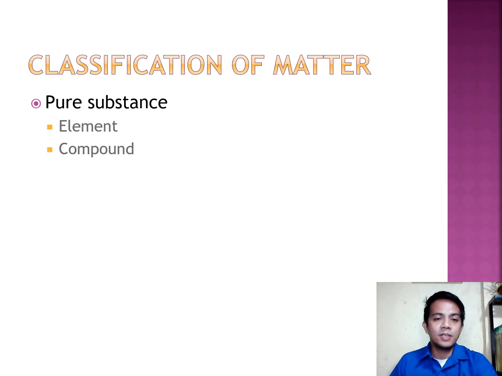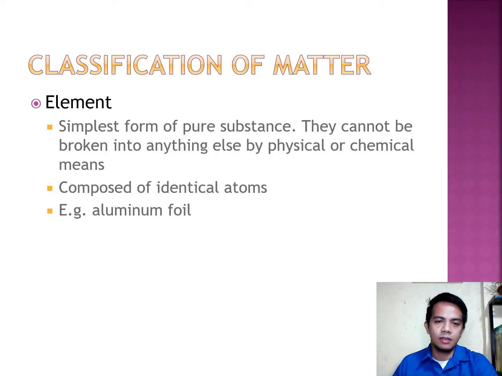Under pure substance, we have element and compound. Element is the simplest form of pure substance. It cannot be broken into anything else by physical or chemical means. It is composed of identical atoms. An example of this is aluminum foil.